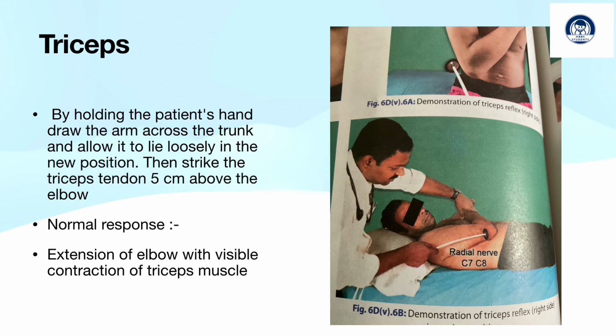Triceps reflex. By holding the patient's hand, draw the arm across the trunk and allow it to lie loosely in the new position. Then strike the triceps tendon 5 cm above the elbow. Normal response: extension of elbow with visible contraction of triceps muscle.